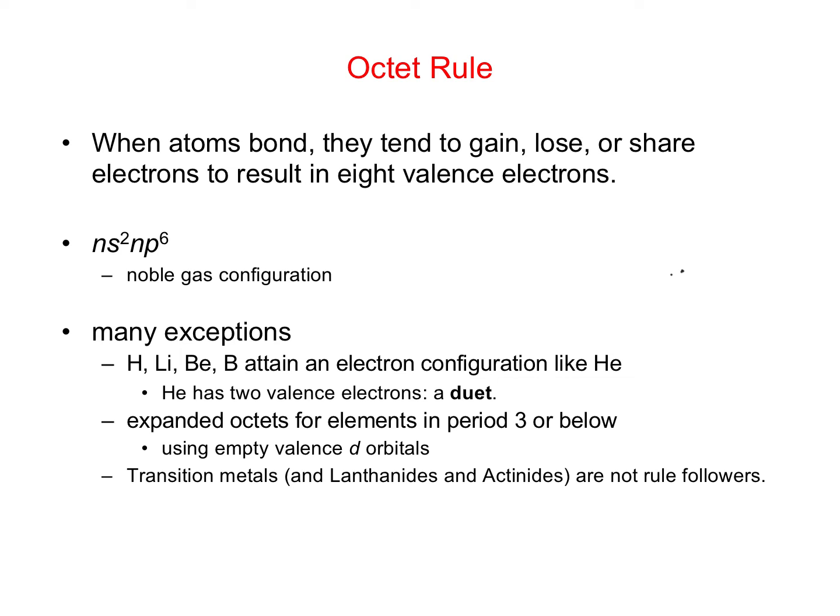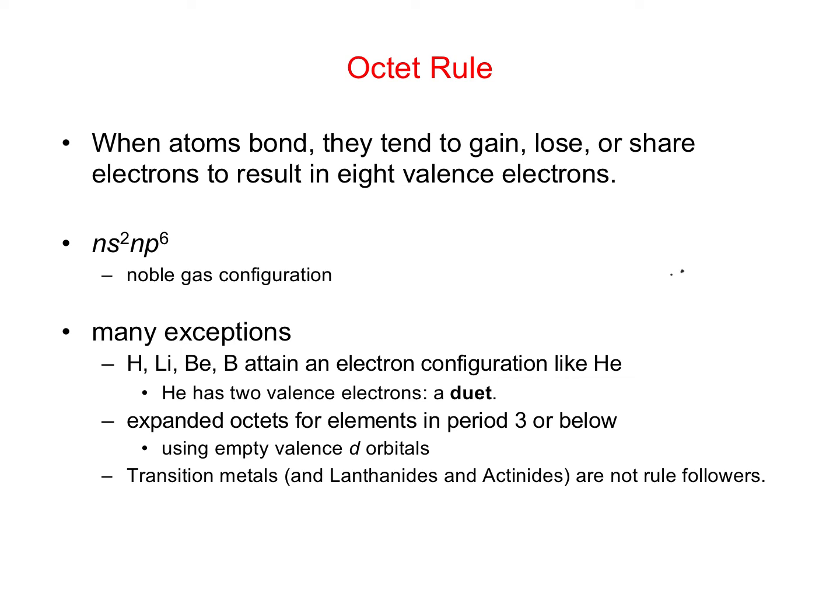Hydrogen, lithium, beryllium, and boron: the closest noble gas to them is helium, and so they tend to adopt electron configurations like helium, so we might call that a duet as opposed to an octet. We'll also see as we go on that elements in the third period or below have empty d orbitals that we can put electrons into, so they can often exceed the octet rule at times, and we'll revisit that later.